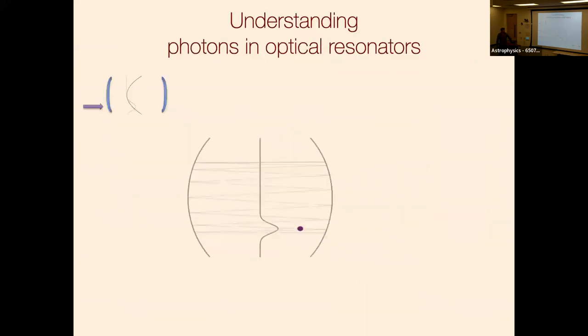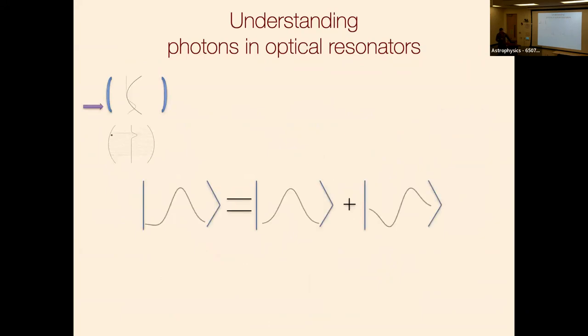Okay? And so what this means is if I send my light into the cavity off center to the right, I can write that as a superposition of the lowest transverse mode of the cavity and the first excited transverse mode. You see that these two interfere constructively on this side and destructively on the other side.